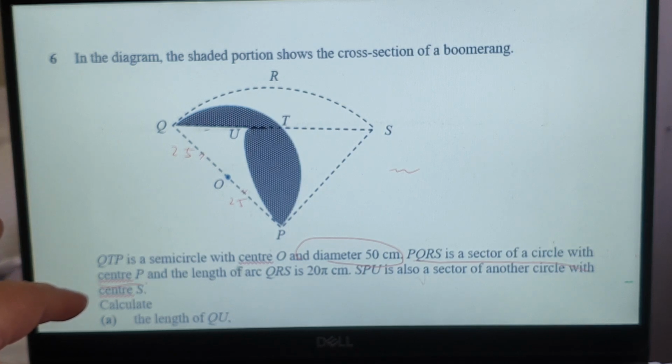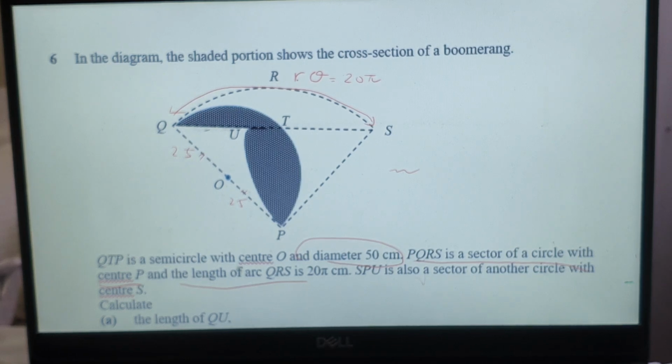PQRS is a sector with center P, and the length of arc QRS is 20 pi. So QRS, this whole thing, the arc length, is r theta, right? R theta is 20 pi. Okay, we'll settle this later. Or maybe we settle now. What is this R? This R must be the radius from the center, right? This must be 50. That means 50 theta is 20 pi, which means my theta must be 20 pi divided by 50, so it's 2 over 5 pi. So we have found theta already. Theta is 2 over 5 pi.